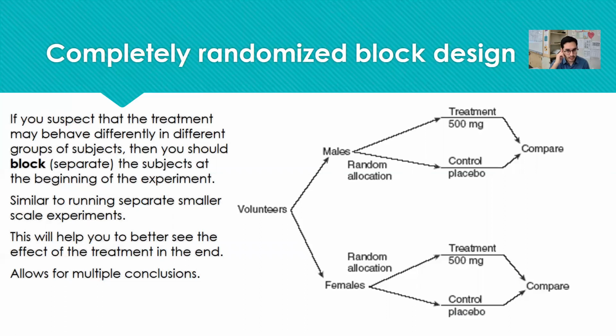So by separating our subjects, we're going to be able to see the effect of the vaccine or treatment better, and it will allow us for multiple comparisons, right? Maybe the vaccine works twice as well as the placebo in males, but in females, maybe the vaccine doesn't work as well. All right, so we can have 2 separate conclusions because we've run 2 smaller scale experiments.